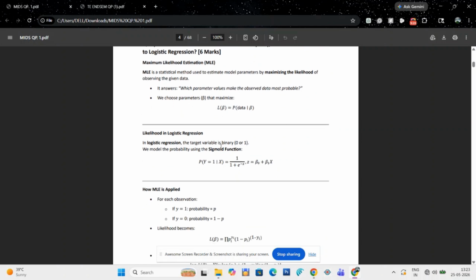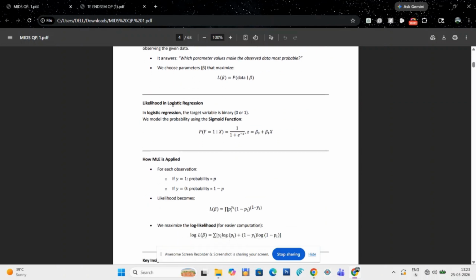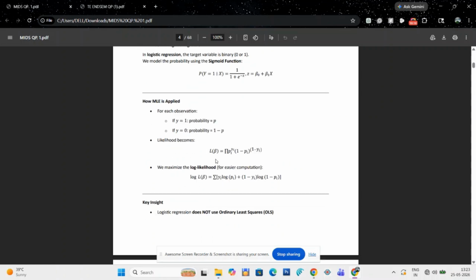Okay, so likelihood in logistic regression. In logistic regression, the target variable is binary, 0 or 1. It gives the output in 0 or 1. We model the probability using the sigmoid function. Okay, so this is our sigmoid function's equation. Okay, so how MLE is applied.